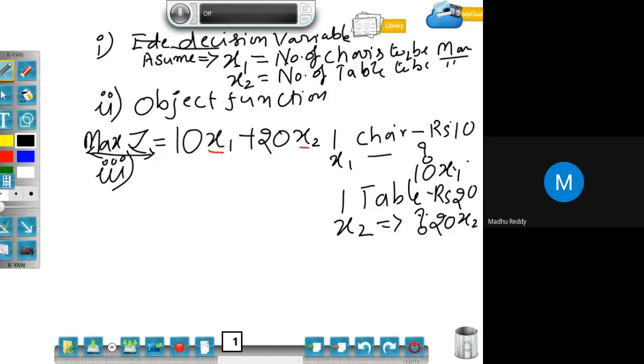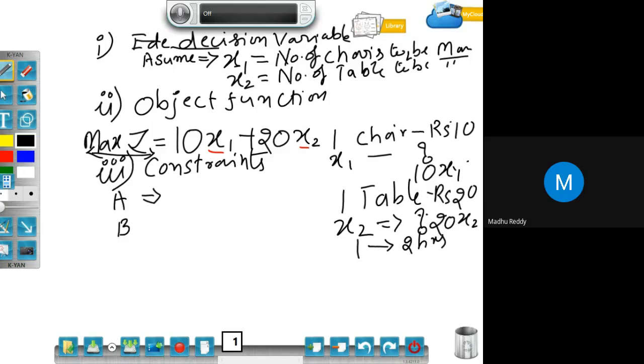Now define the constraints. The company has certain restrictions and limitations. It is clearly given that the processing of these products is done on two machines, machine A and machine B. Here we are discussing only machine A. A chair requires 2 hours on machine A. For one chair it requires 2 hours of time.